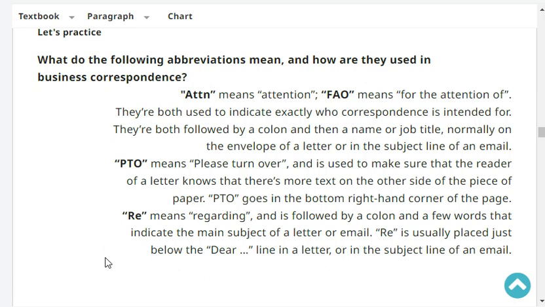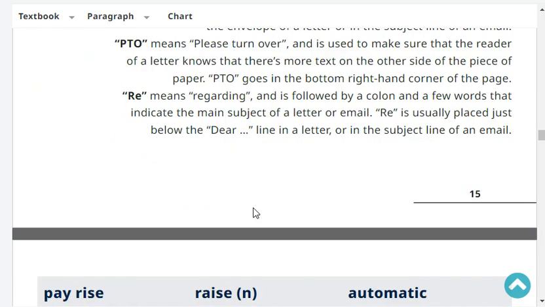RE means regarding and is followed by a colon, and a few words that indicate the main subject of a letter or email. RE is usually placed just below the dear line in a letter or in the subject line in an email.